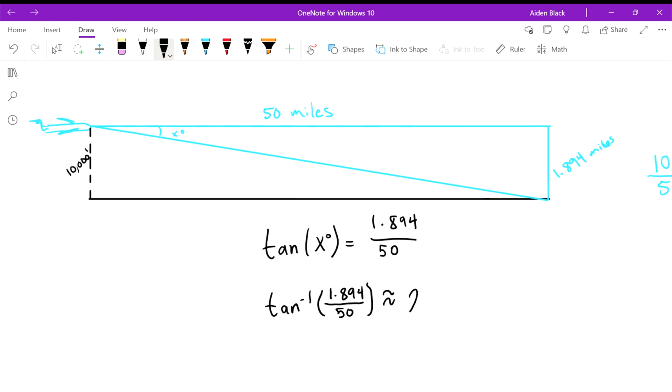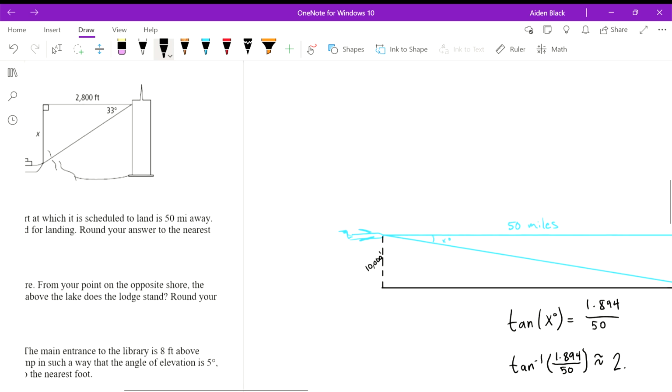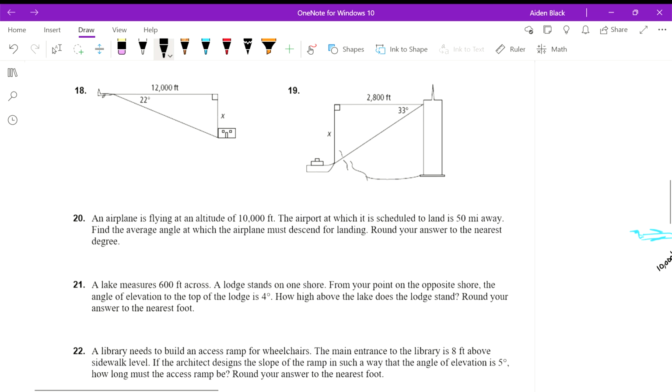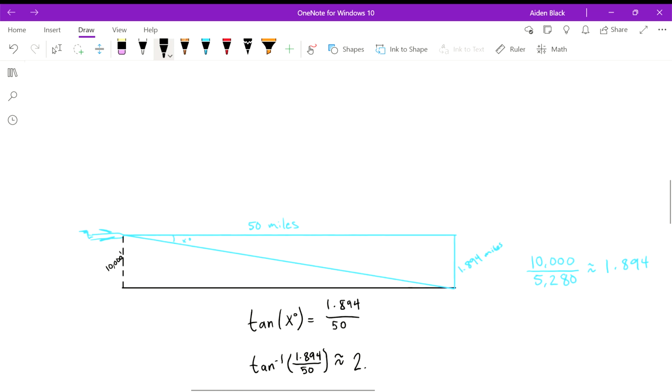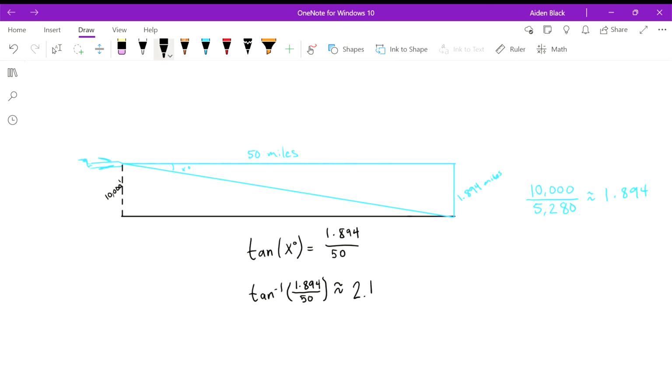We get 2 point, let's see, it says round to the nearest degree, so whole number, 2.16 rounds to 2, so we have 2 degrees. That's an angle of depression.